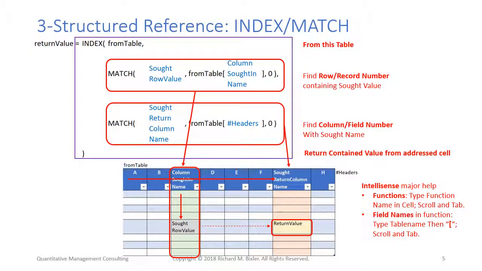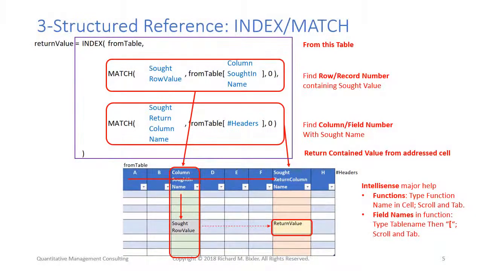The second match looks across the headers row in the from table to find a field named as the sought return column name. Not literally sought return column name, but the name of the column you want the values from. When a matching column name is found, the second match returns its column number in from table. Then the index function returns the value from the from table in the row and column intersection specified by the matches. So we specified what to look for by using names, and Excel invisibly resolved those to the physical address of the values to be returned.